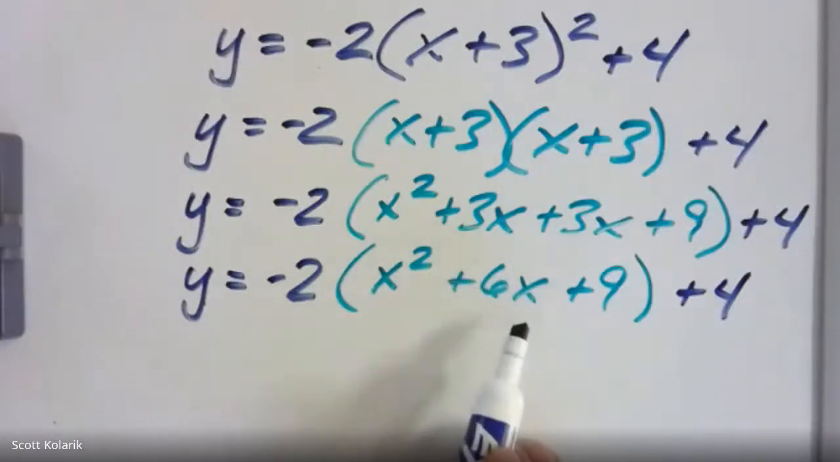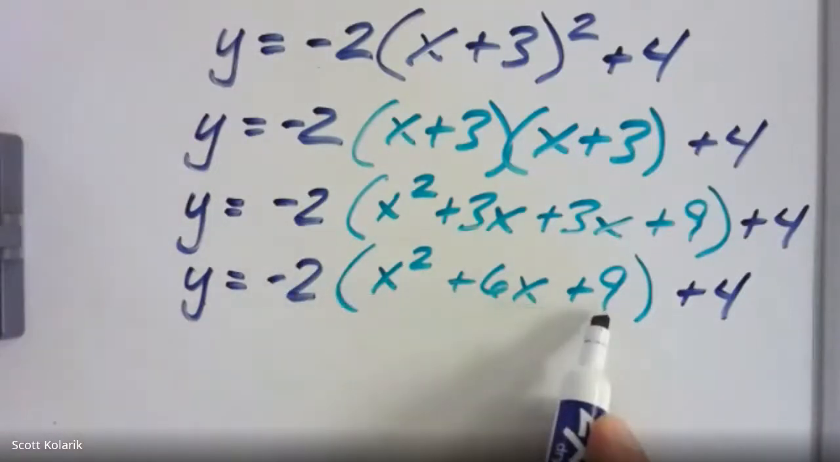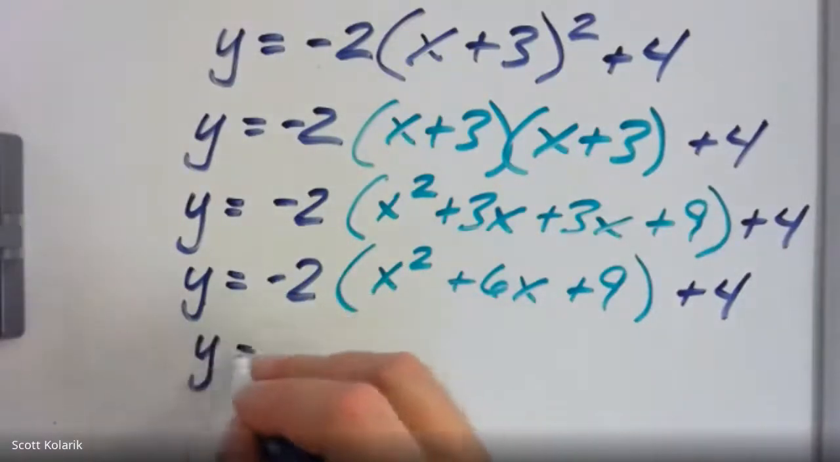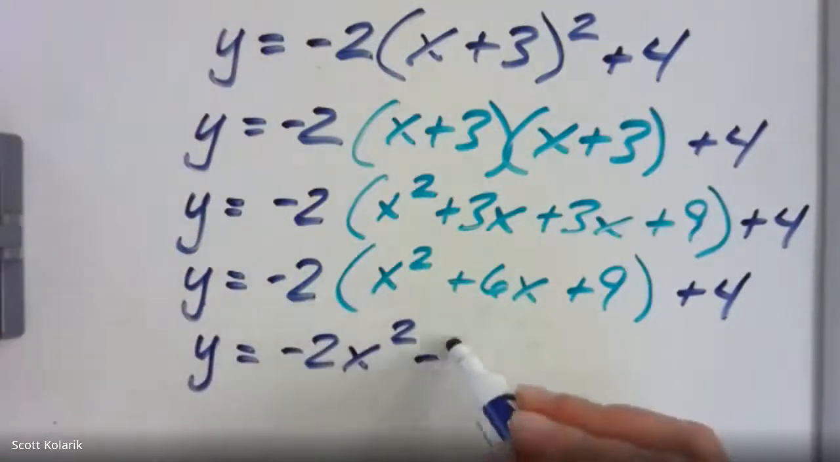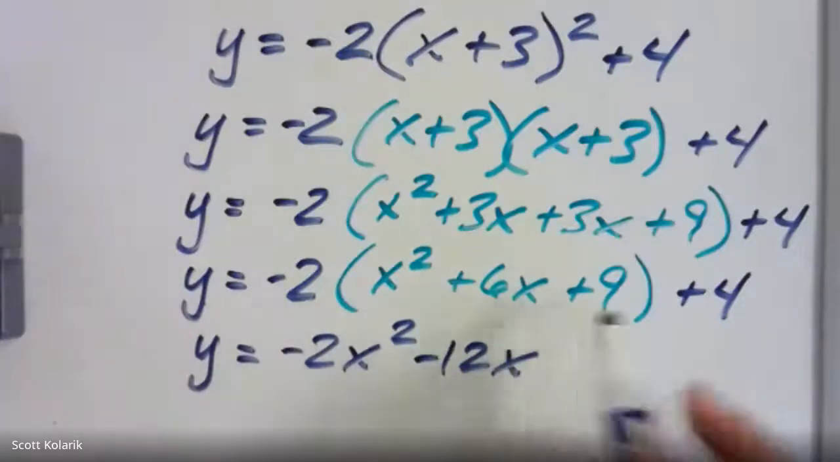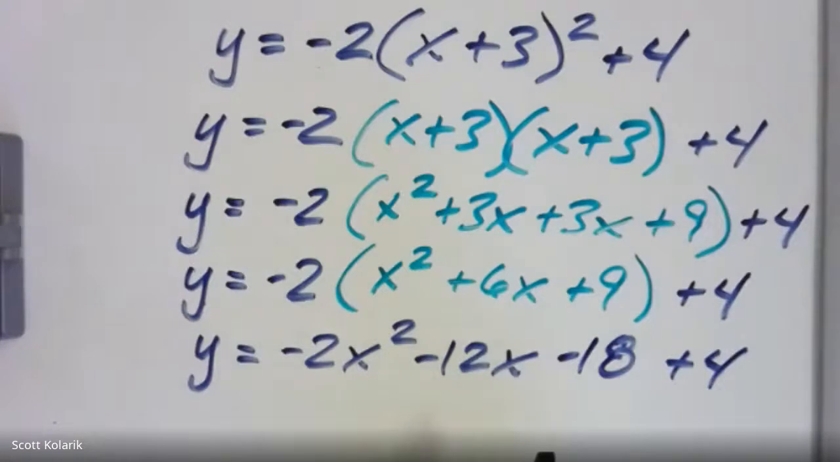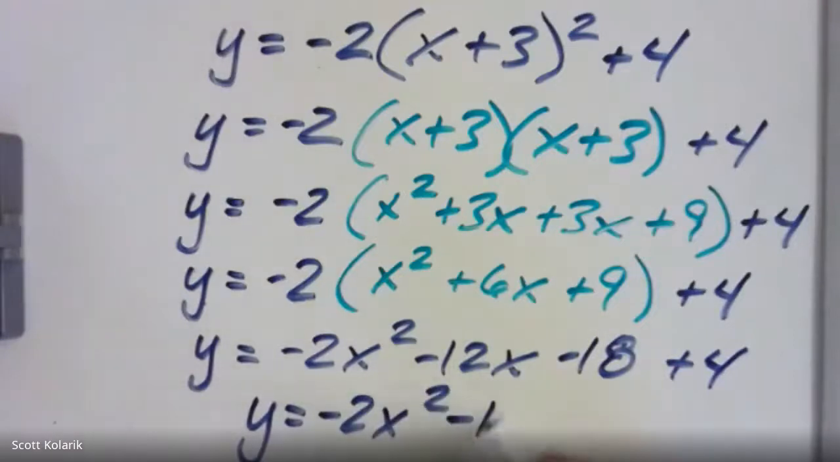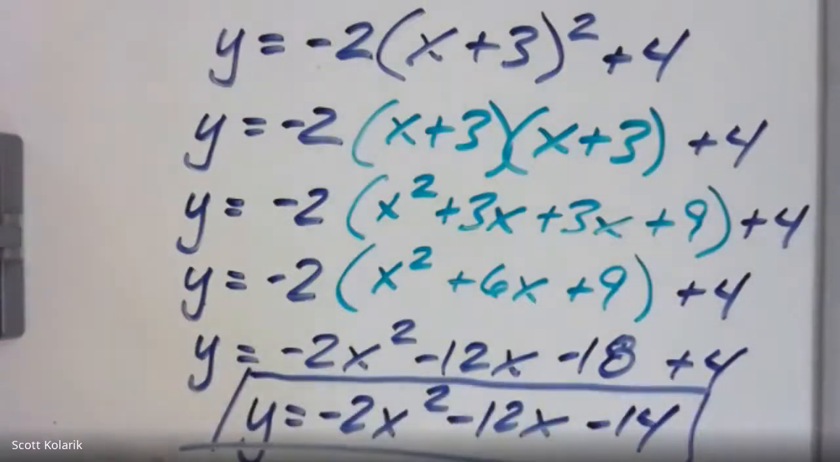All right. So at this point, now I need to distribute this -2 throughout this parentheses. y is going to equal -2x squared. -2 times positive 6 gives me -12x. -2 times positive 9 gives me -18. Plus 4 still on the back end. These two can combine. My final answer here is going to be -2x squared minus 12x, -18 plus 4 gives me -14. There is my final solution.